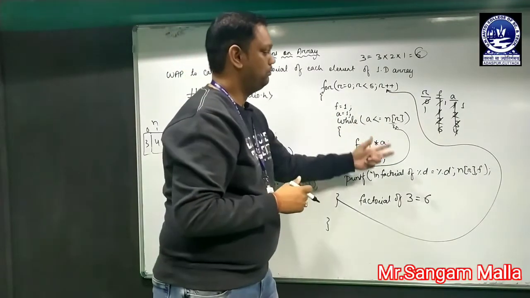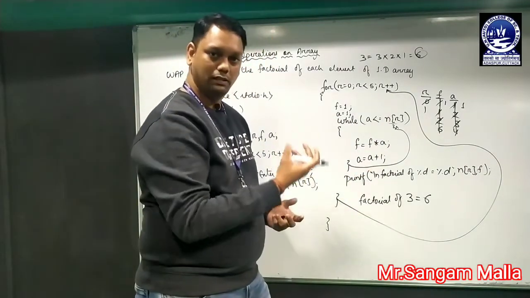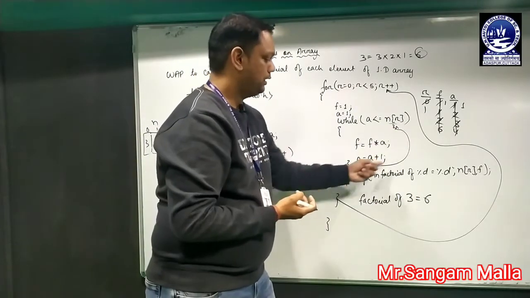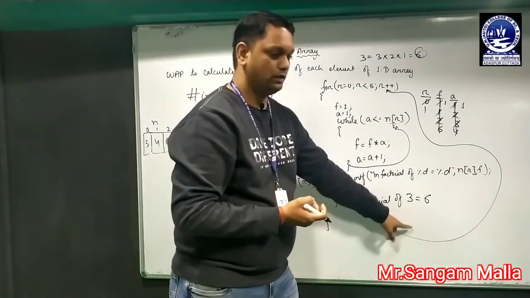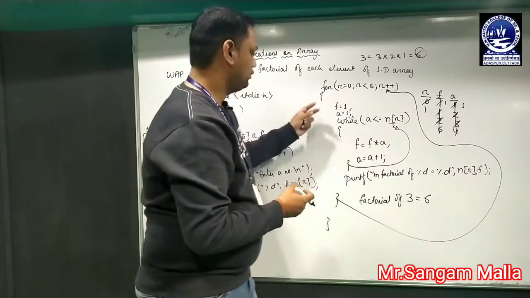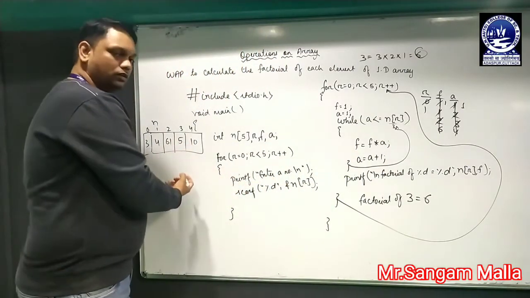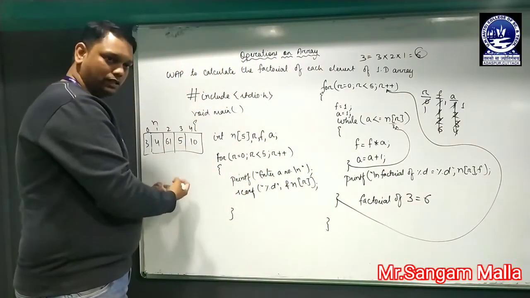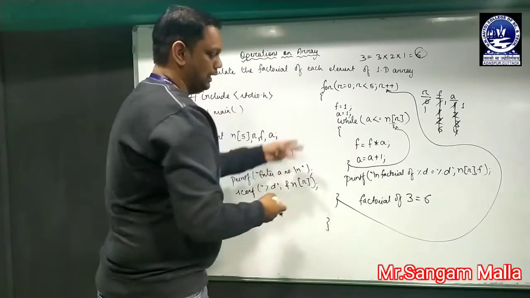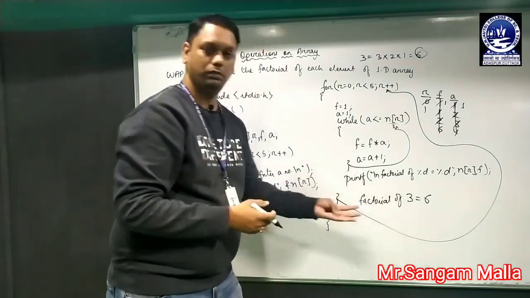So in this way it will extract the second element from the array, it will again calculate the factorial and it will again print the number. So in this way, all the elements of the 1D array will be extracted, and the factorial of each element will be calculated and printed.